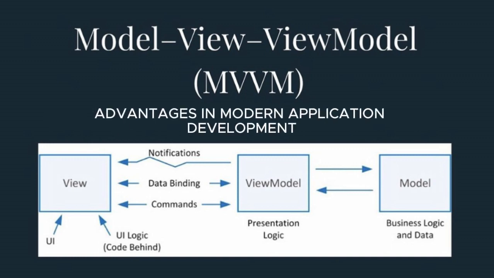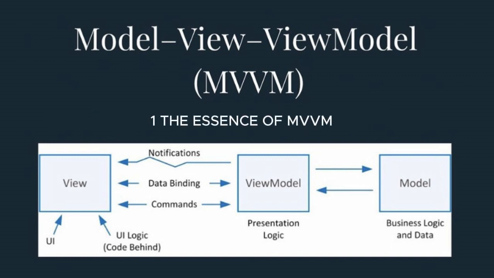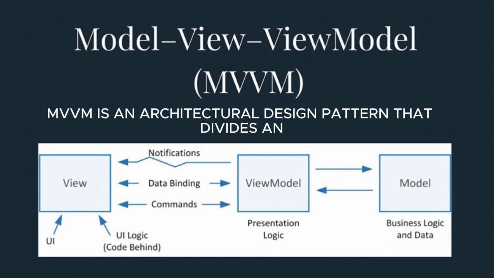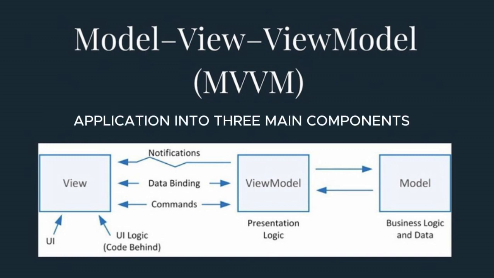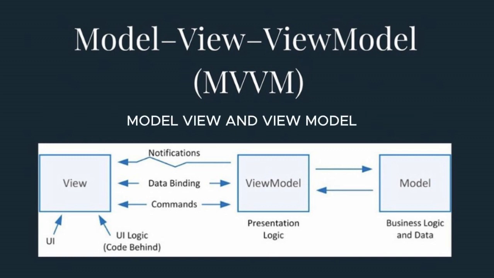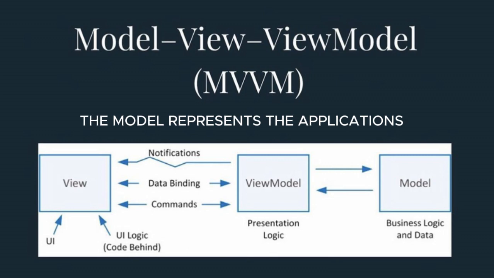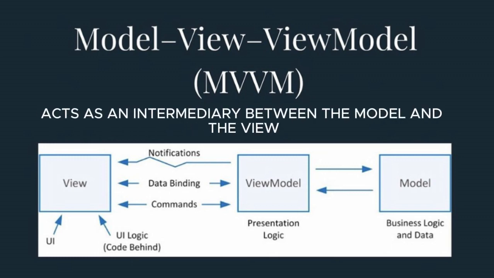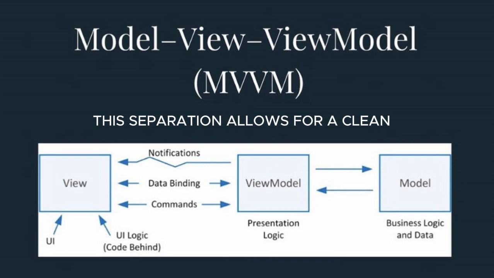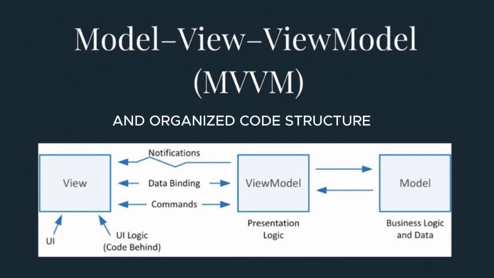in modern application development. 1. The essence of MVVM. At its core, MVVM is an architectural design pattern that divides an application into three main components: model, view, and ViewModel. The model represents the application's data and business logic, the view is responsible for presenting the user interface, and the ViewModel acts as an intermediary between the model and the view. This separation allows for a clean and organized code structure.